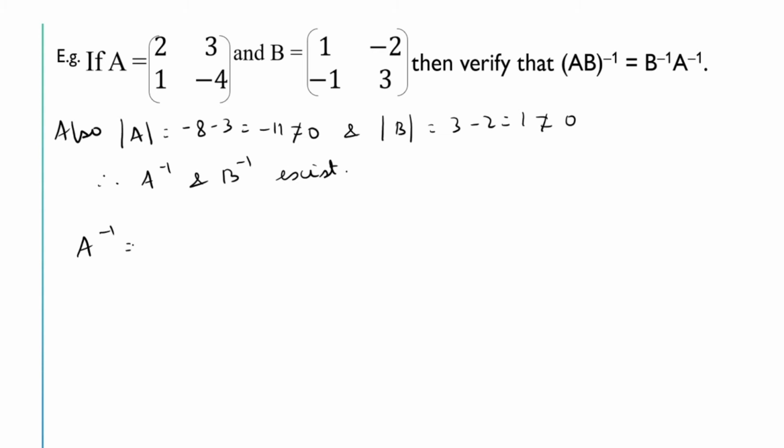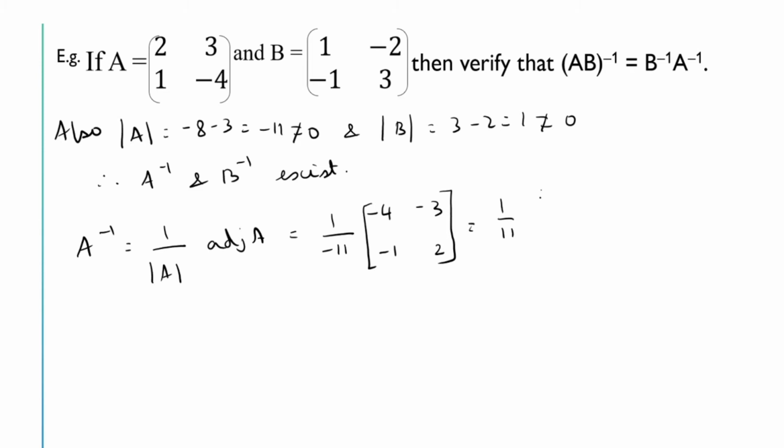So A inverse is given by 1 by determinant of A into adjoint of A. So it is equal to 1 by minus 11 into adjoint of A. We have to interchange the diagonal elements and change the sign of the remaining elements. So here it is minus 4 and here it is 2. Or this is equal to 1 by 11 into 4, 3, 1, minus 2.